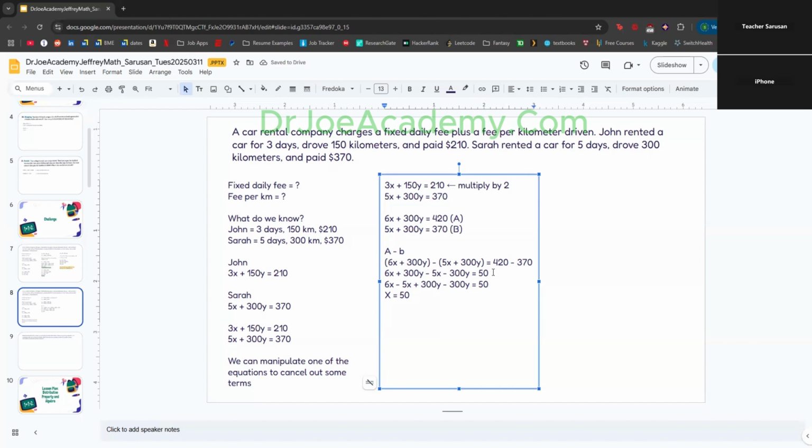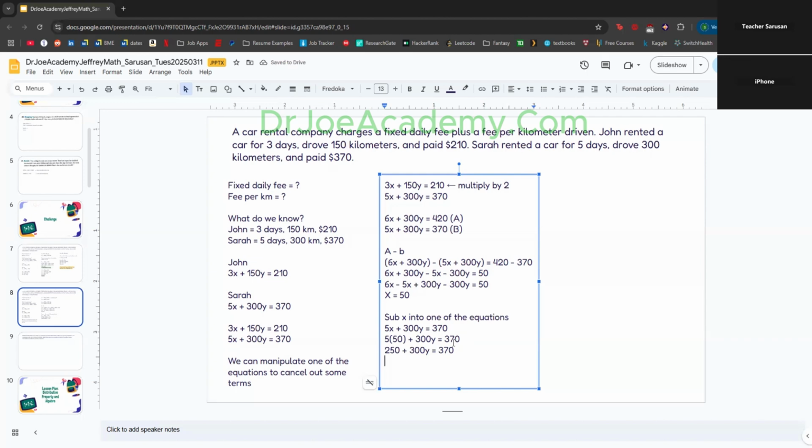So you can just sub it into the same one that we already did. I forgot which one we did already, but whatever, I'll just choose this one. So now we can sub x into one of the equations to solve for y. So 5 times 50 plus 300y equals 370. That is 250 plus 300y equals 370.